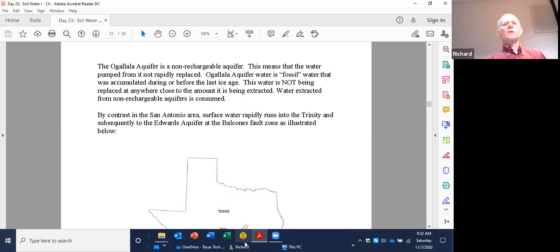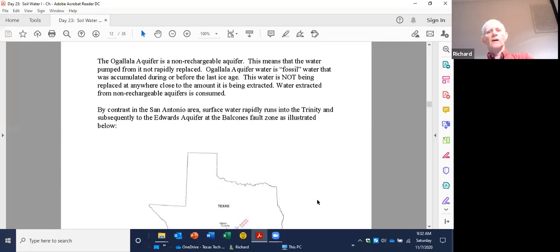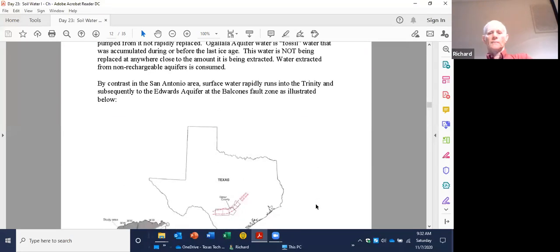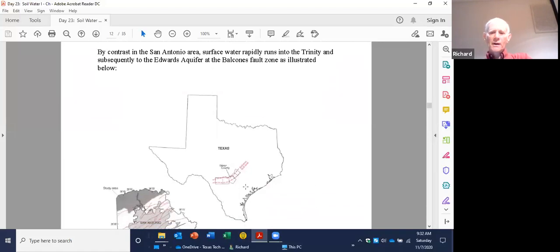And it's very, very critical to the well-being of the people in this area how we use the Ogallala aquifer. By contrast, in the San Antonio area, the surface water rapidly runs into the Trinity and subsequently into the Edwards aquifer at the Balcones fault zone, as illustrated. Here is Bexar County, which is San Antonio. The Balcones fault is here.